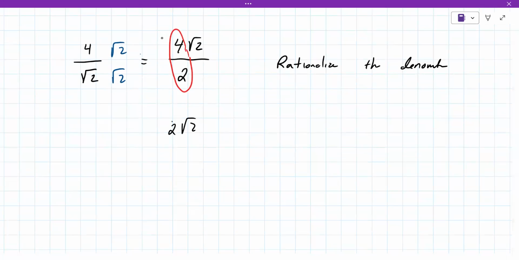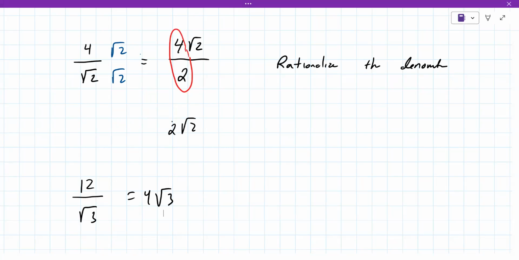All right, so here's a problem for you to try. 12 over the square root of 3. Could you simplify that for me, please? Four square root of 3. Got it. Very good. Okay.